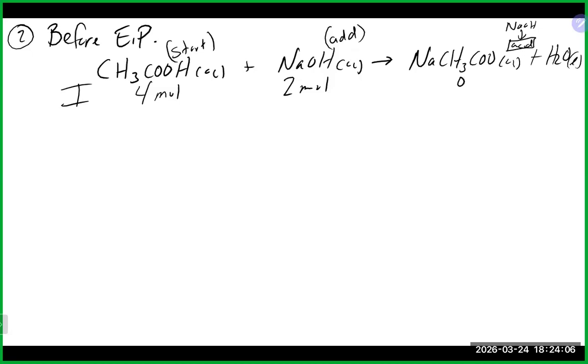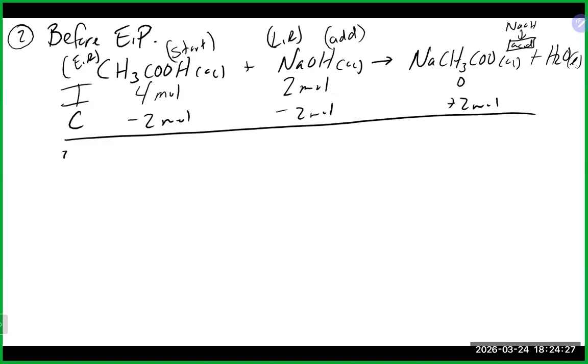And we will have 0. Once again, because we are before the equivalence point, whatever we're adding is the limiting reagent and is going to get used up because, frankly, it's a smaller number and you have fewer moles of it. So the change here is going to be minus 2 moles, minus 2 moles, and a plus 2 moles. That means at equilibrium, we've got 2 moles here, 0, and 2 moles here.